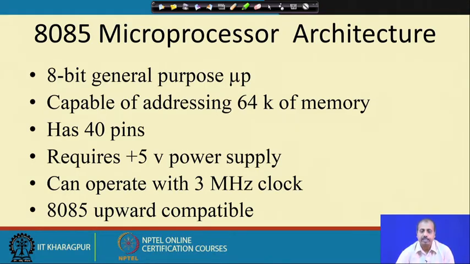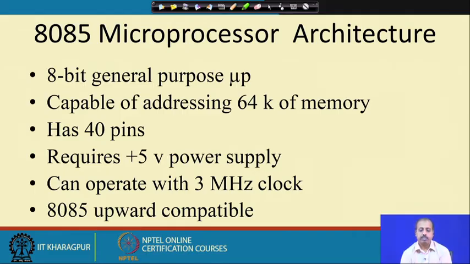It is capable of addressing 64 kilobytes of memory. So, the total memory space that it can address is 64 kilobytes. With an 8085 system, you can connect memory up to 64K. It is not that you cannot connect beyond this, but for that purpose you have to add some extra hardware for the connection. Up to 64K, it can be directly interfaced with the 8085.